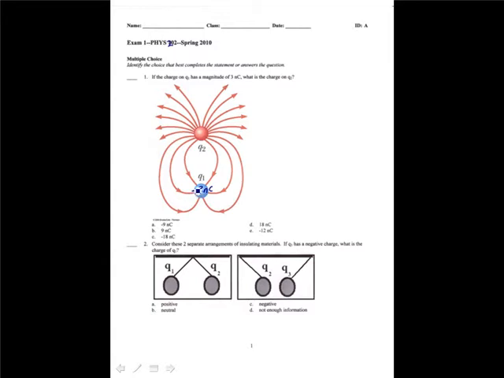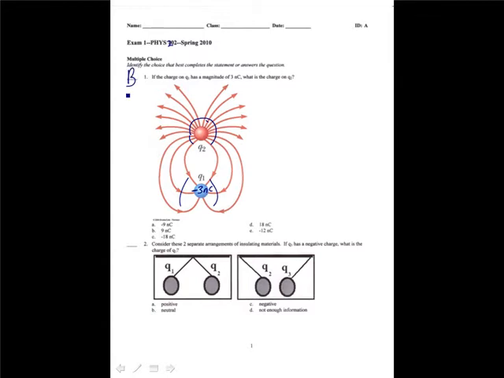But what is the charge on Q2? You just count the lines. There are 6 lines going into the 3 nanocoulomb charge, and then there are 18 lines coming out of the Q2, so that means that Q2 is 3 times the charge of Q1, and it's positive because the lines are coming out, so that's 3 times 3 is 9, that's B.